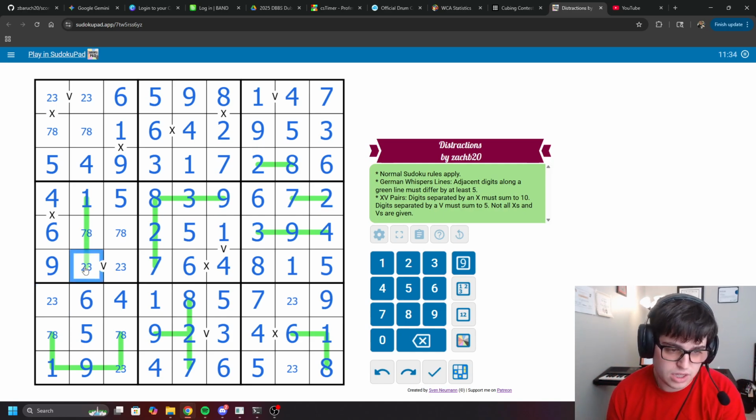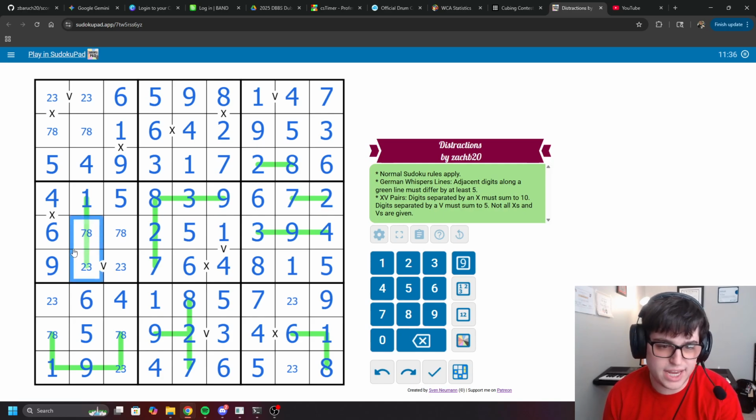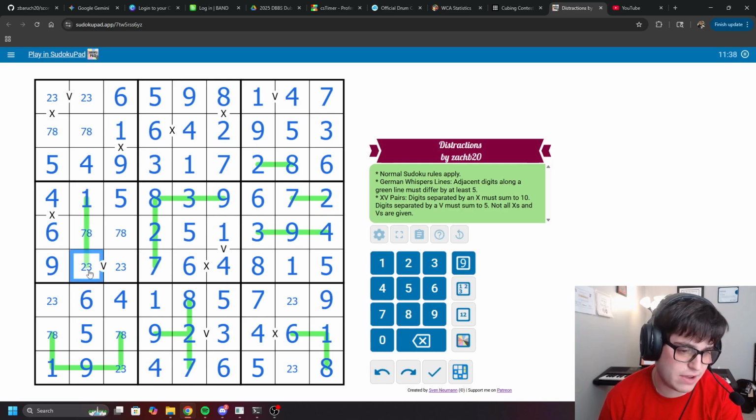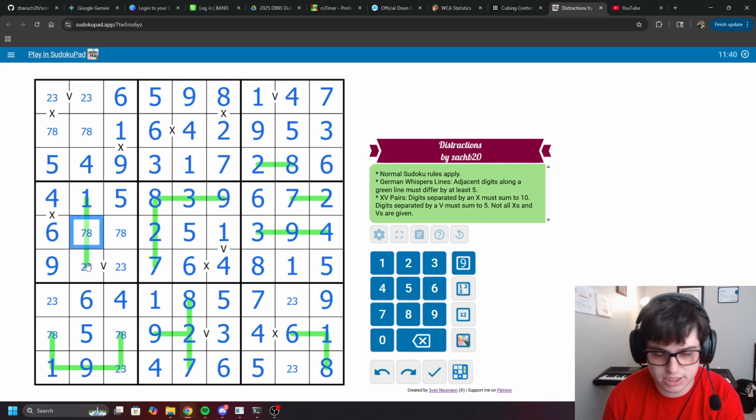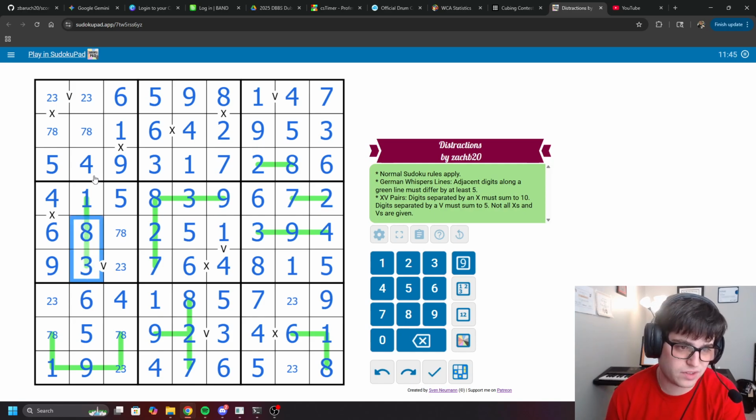So, if we just assume a forcing scenario here. If this is a 7, this must be a 2. Or if this is a 3, this must be an 8. So that can allow us to take a look and see what's happening. So if this is a 3, that forces this to be an 8. All right, what does that do?